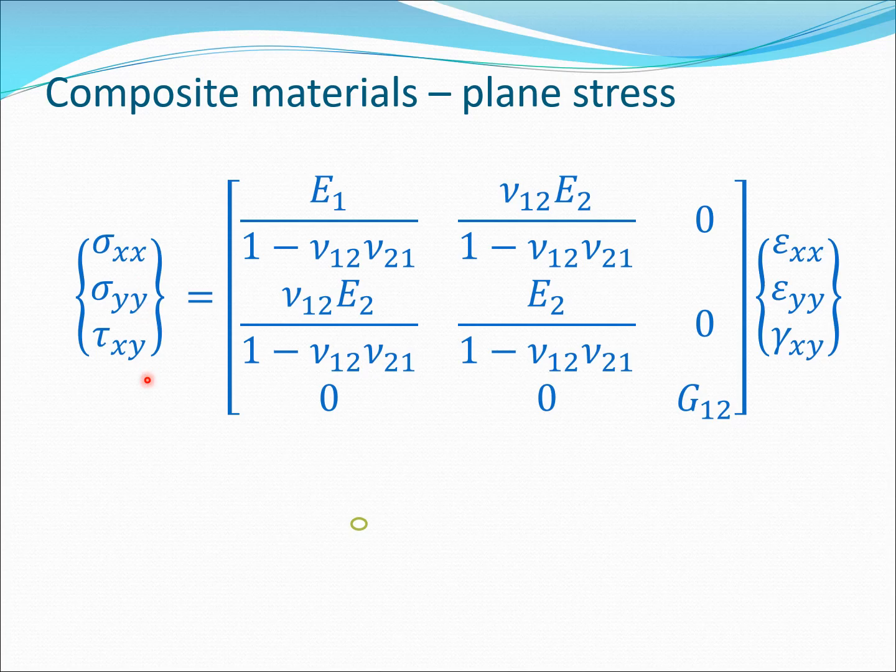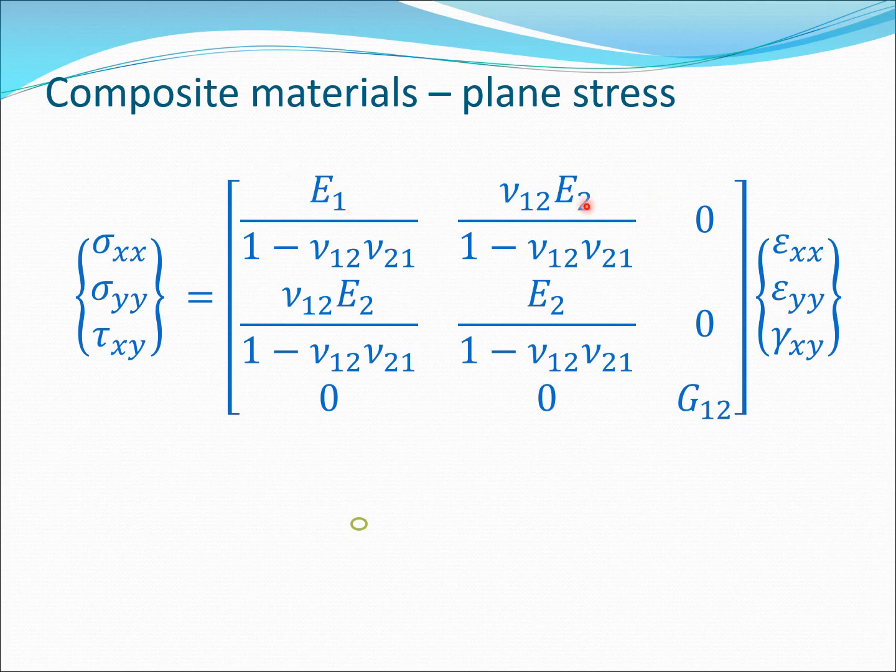So there are only three stresses here, sigma xx, sigma yy, tau xy, and there are three strains here, epsilon xx, epsilon yy, gamma xy, and I get this matrix here. So as far as the shear stress strain relation is concerned, that's very nice. It only involves G12. But as far as the relationship between the normal stresses and the normal strains are concerned, I have a plethora of terms here.